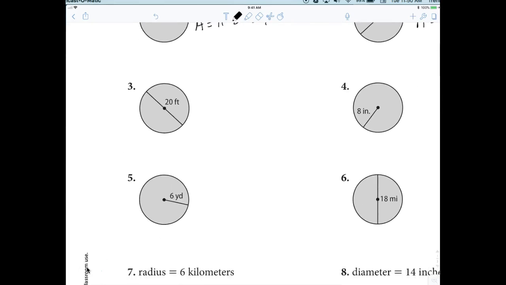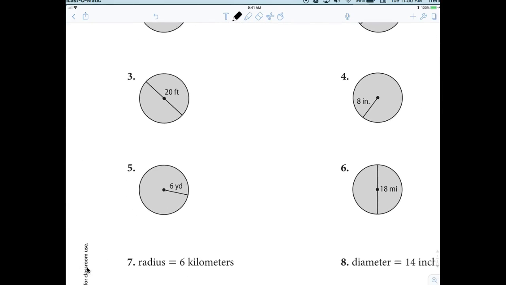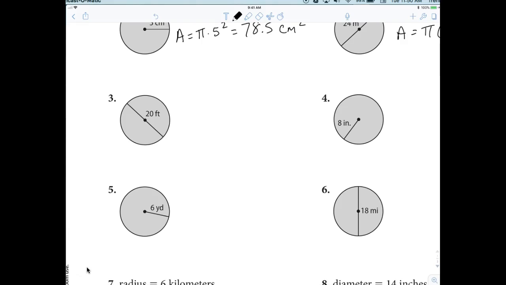All right, Will, you're up, buddy. Number 3. What's the formula for area? A equals pi r squared. All right, and what's the radius? 10. So that'd be 314. Do you agree? And then we would say what? Yes, feet squared.